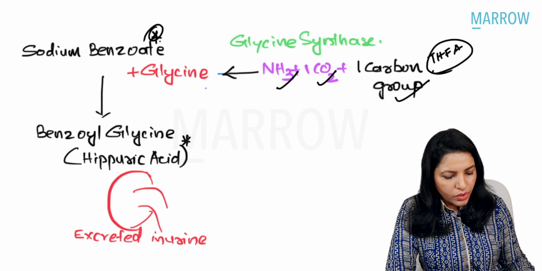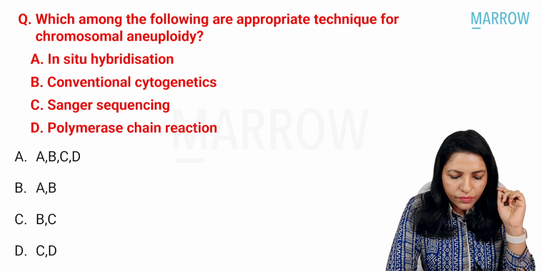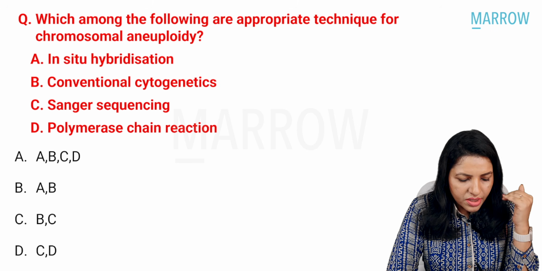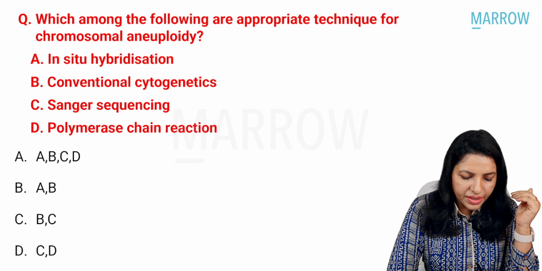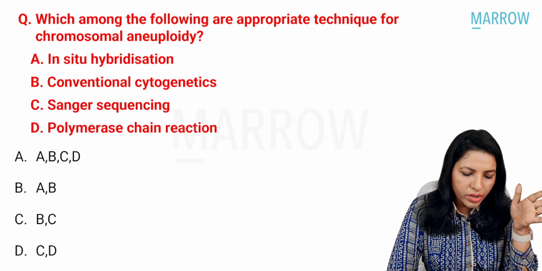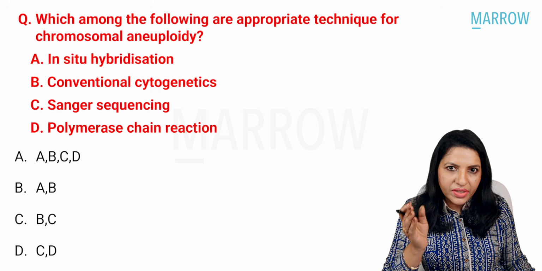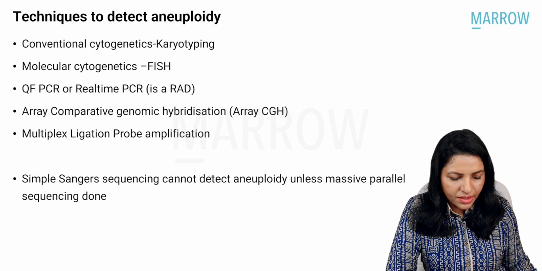Okay. Now we go to the next question. Which among the following are appropriate techniques for chromosomal aneuploidy: in situ hybridization, conventional cytogenetics, Sanger sequencing, polymerase chain reaction? It was actually a multiple response type of question. I will discuss this and then I'll come to the answer.